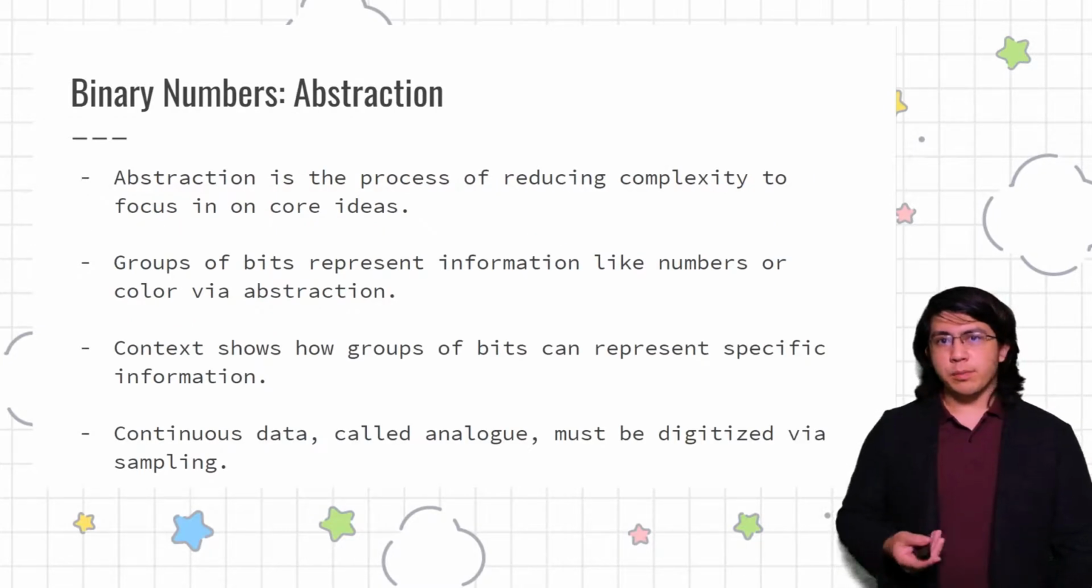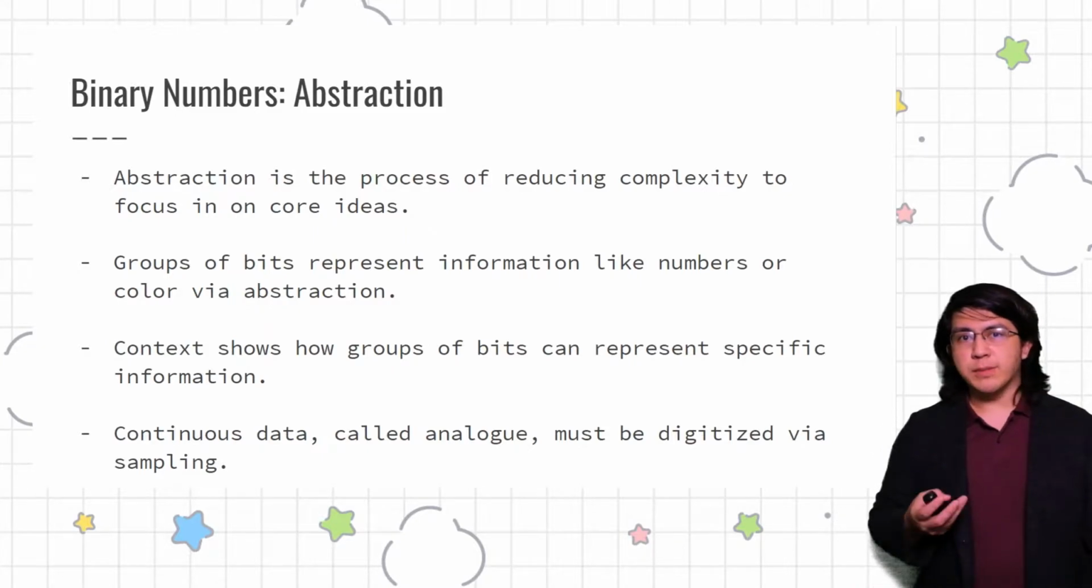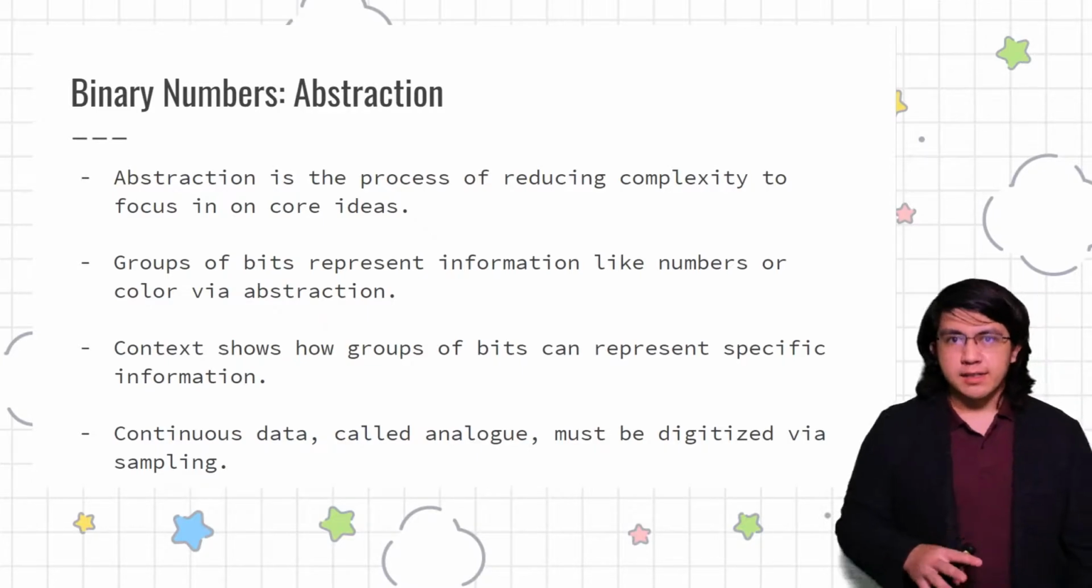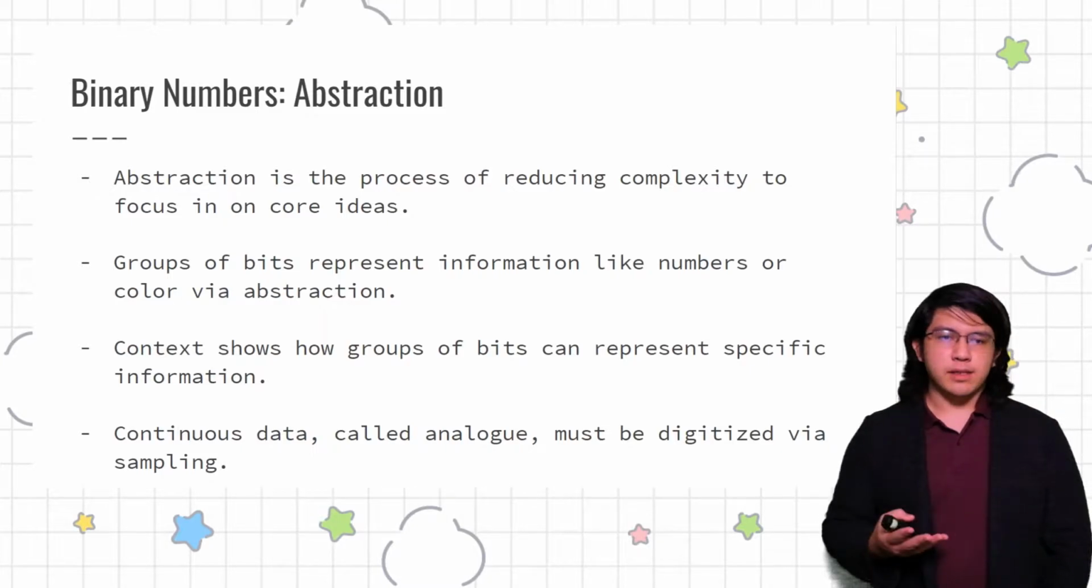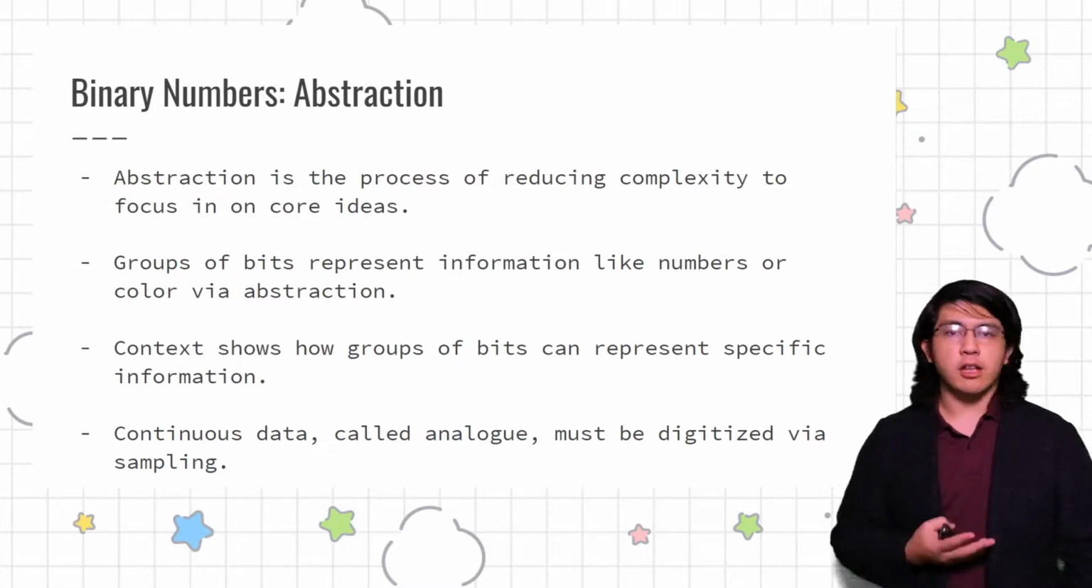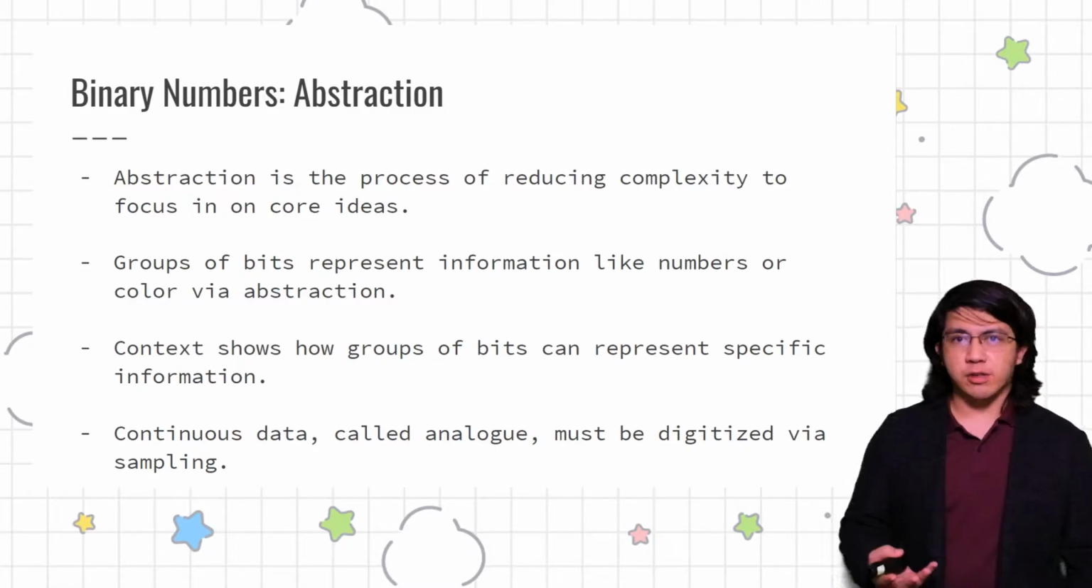The other important concept we need to know to understand data is called abstraction. Abstraction is where we reduce the complexity and small details of something in order to just focus in on the main ideas. So for example, with bits, we could take a group of bits and have it represent something like the letter A, the color red, or maybe a specific sound.